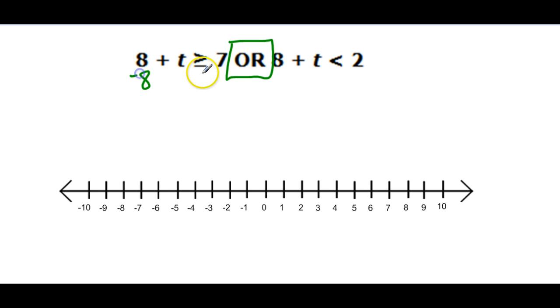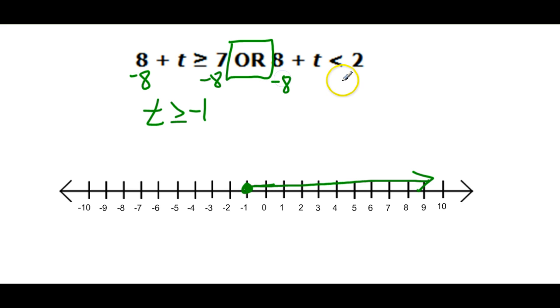So for this one, we would simply solve it by subtracting 8 from both sides and get t is less than or equal to negative 1. That's going to be a closed circle at negative 1. I said less than, it's greater than. t is greater than or equal to negative 1. Arrow goes this way. The second part of this, you would subtract 8 from both sides, and you'd get t is less than negative 6. So that's going to be an open circle at negative 6 and an arrow going to the left. And again, the solution to this compound inequality could be anything in this area here or this area here. Either one of those would work.